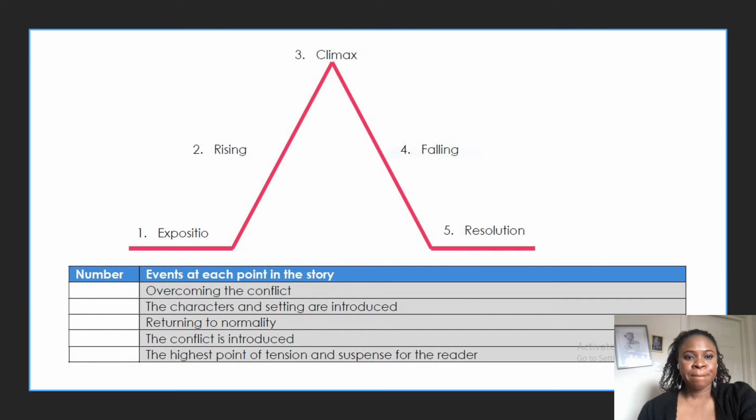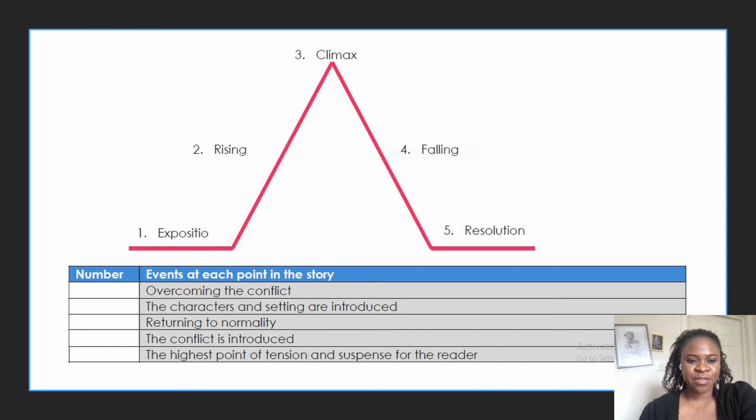Climax, rising, falling, resolution, exposition, but that's not how it works. The first point is exposition, and then there's the rising action, followed by the climax, falling action, and resolution. They're not supposed to be like this. They're scattered, and your job is to rearrange them the way they should be. So, what number do you think is overcoming the conflict in a story?